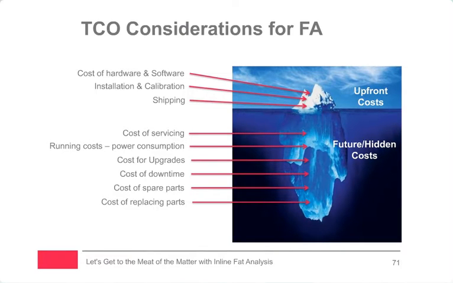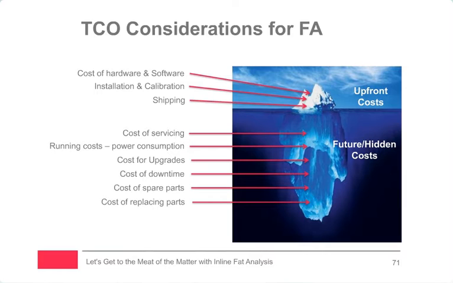The best way to explain total cost of ownership is often through the iceberg metaphor. The upfront costs, or the visible costs, include the cost of the hardware, any associated software, installation, calibration, and shipping. These types of values are often on the quotation or proposal.